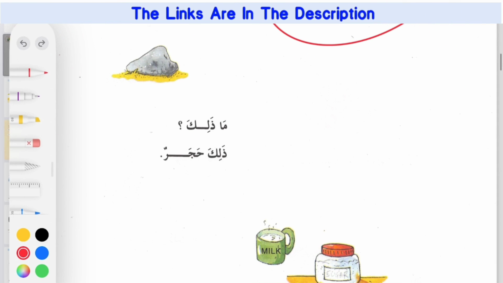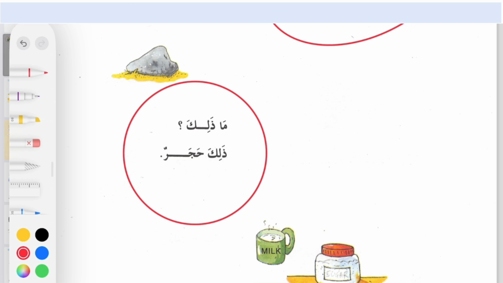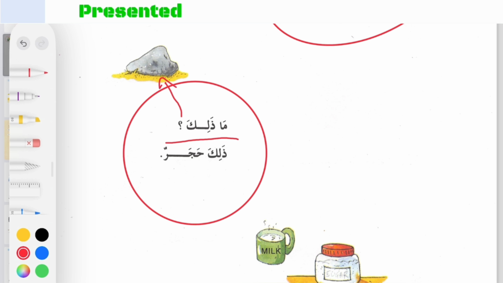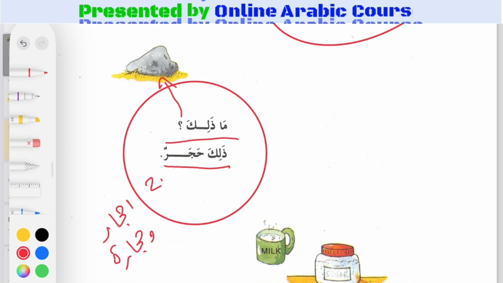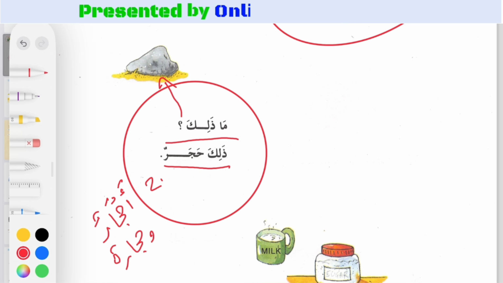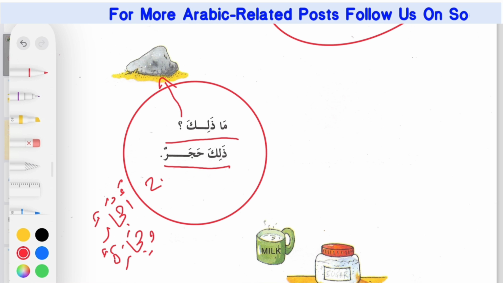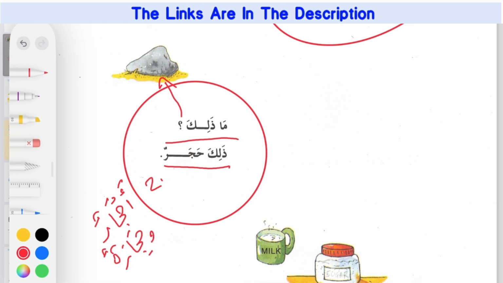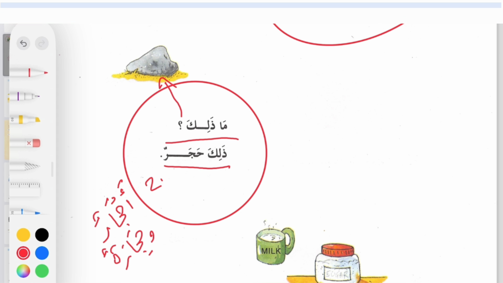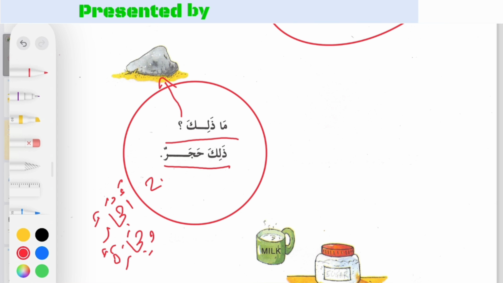And then we have ma dhalika, dhalika hajarun. Ma dhalika. What is that? Dhalika hajarun. Hajarun means stone. Hajarun, stone. Hajarun, plural: ahjarun wa hijaratun. You can write down ahjarun wa hijaratun. So dhalika hajarun, that is a stone.